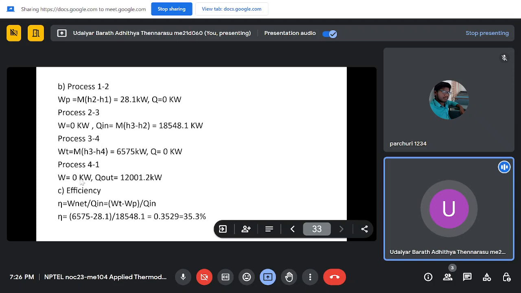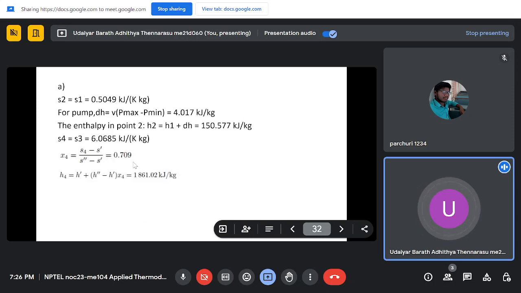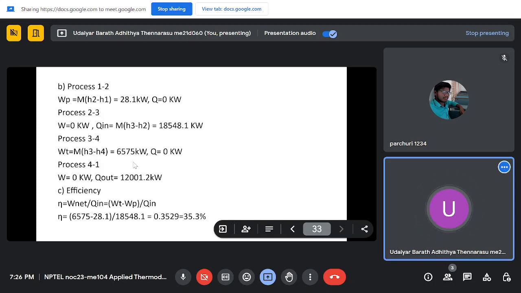Here too there is no work output, but you reject heat. So the Q out is m dot into H4 minus H1. From there it will come out to be 12 megawatts. So we have calculated all the work and Q. So now we can calculate the efficiency.